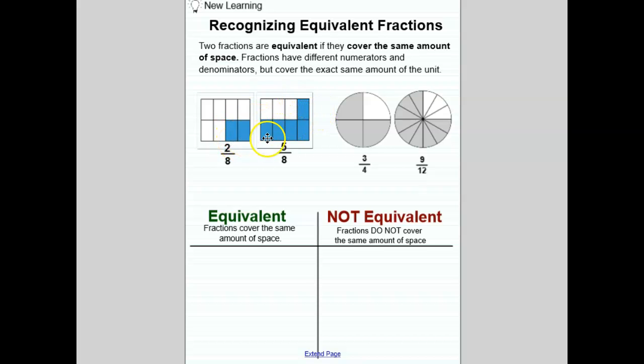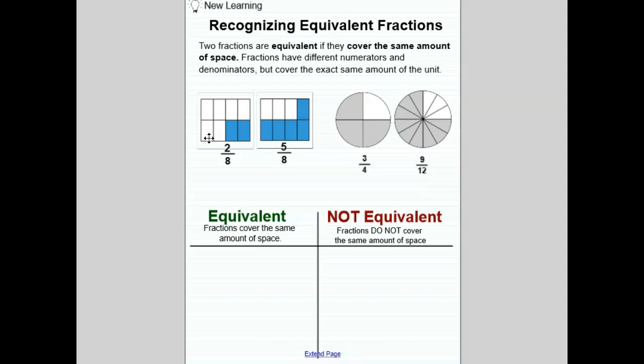This unit represents 5/8 because the unit has been split into 8 equal parts and 5 of those parts are shaded or selected. So now I'm going to try to use my new learning to determine if 2/8 and 5/8 are equivalent. Do they cover the exact same amount of space on the unit?